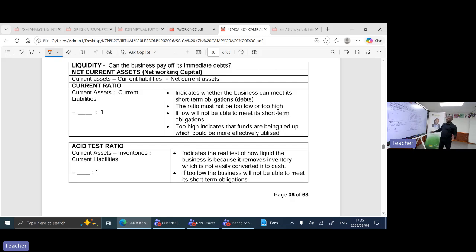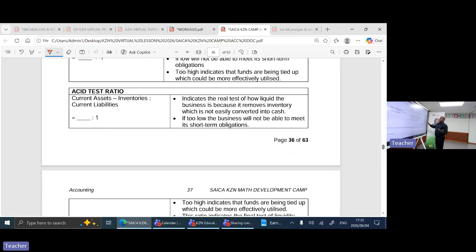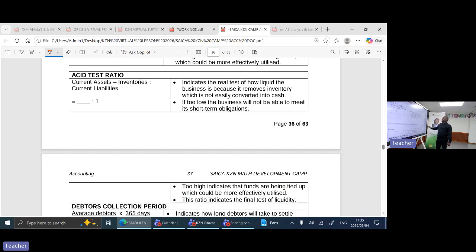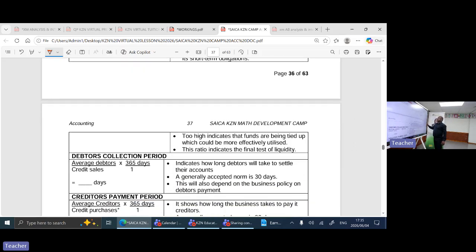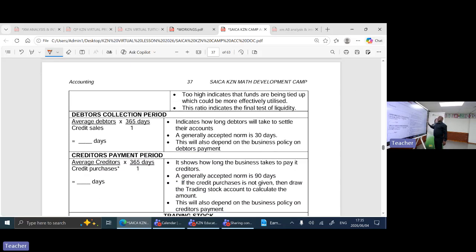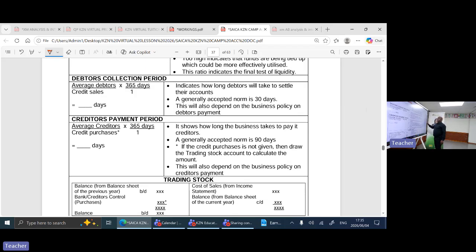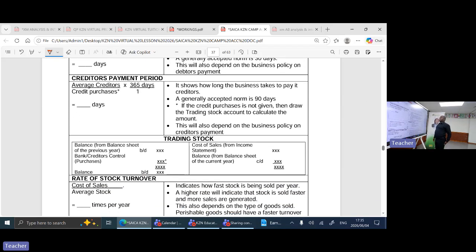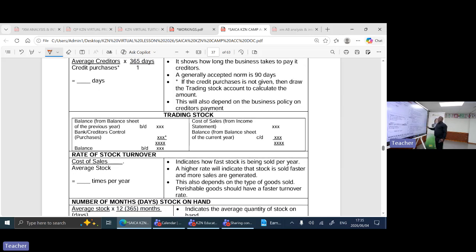We indicated we have the current ratio, which checks whether the business can meet its short-term obligations, which is your current liabilities. The acid test ratio indicates how liquid the business is because it removes stock. Sometimes this one is called the asset test ratio. If it's too low, the business will not be able to meet its short-term debts. We also spoke about the debtors collection period, which indicates how long debtors will take to settle their accounts. Then we also have the creditors payment period. It shows how long the business takes to pay creditors, right?